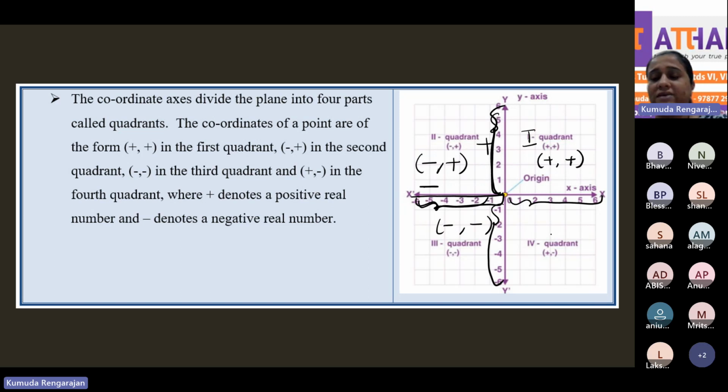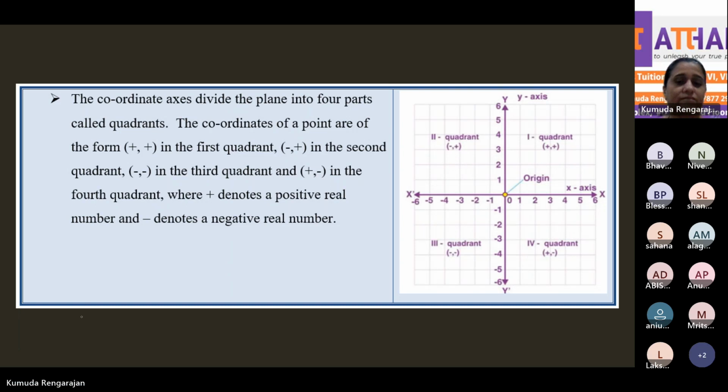And for every point that lies in the fourth quadrant, since the fourth quadrant has the positive side of the x-axis and the negative side of the y-axis, the x-coordinate will be positive and the y-coordinate will be negative. So that's what is in this slide.